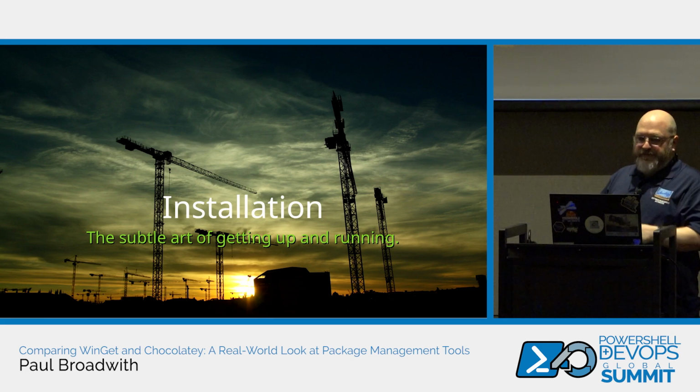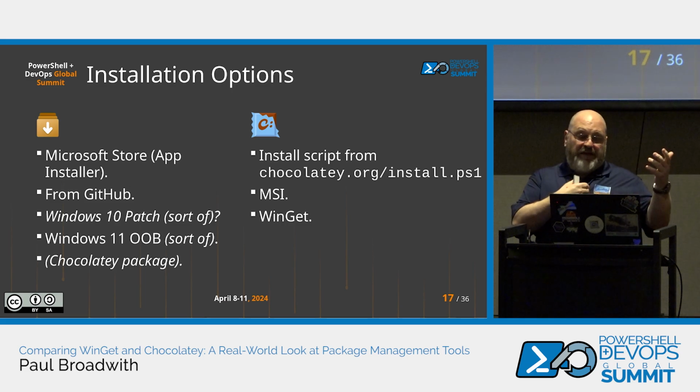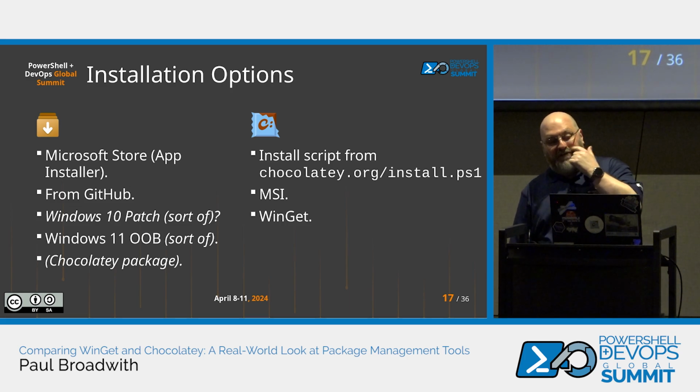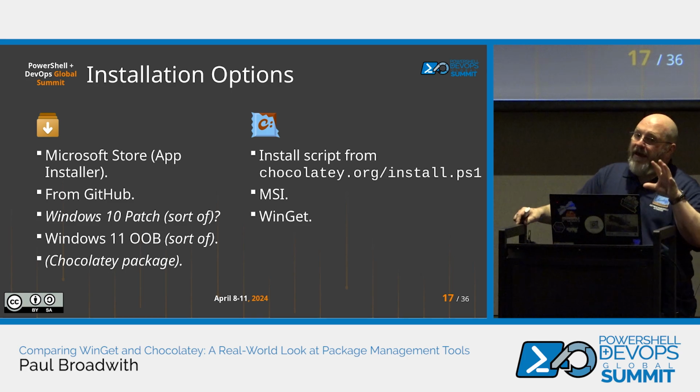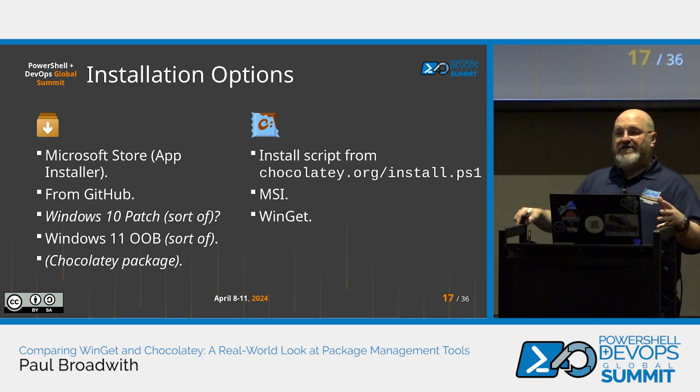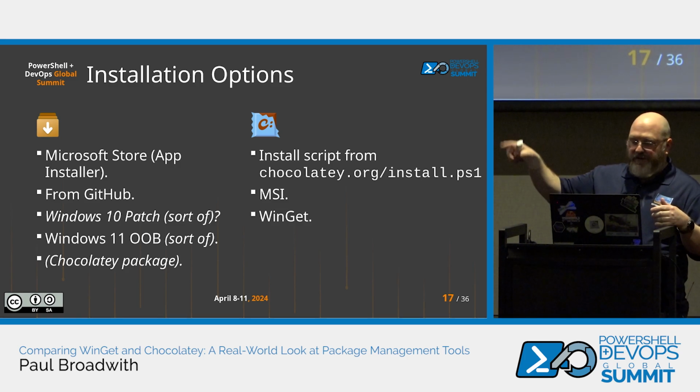So installation: how are we getting it onto the box? From WinGet's perspective, there's a number of different ways you can get it on there. The Microsoft Store App Installer app is what they recommend you use. The reason for that is I think it's just the easiest way to get it installed. I know a lot of people don't want to use the Microsoft Store. But it is the only method listed here, apart from probably the patches and the out-of-box experience, that will self-update. If you download it from GitHub and install it from the GitHub releases, it won't self-update. You'll have to install a new upgrade the manual way.